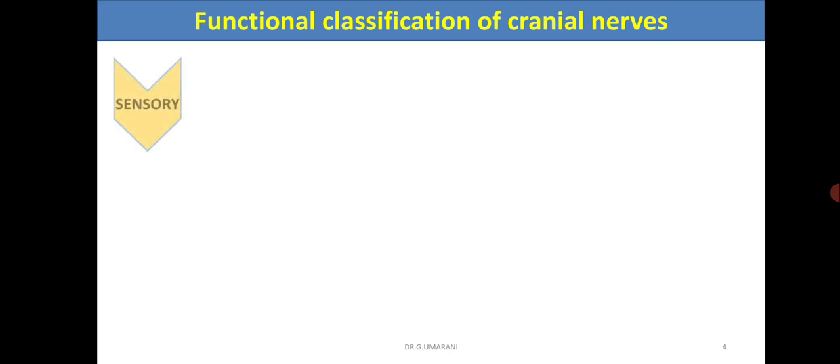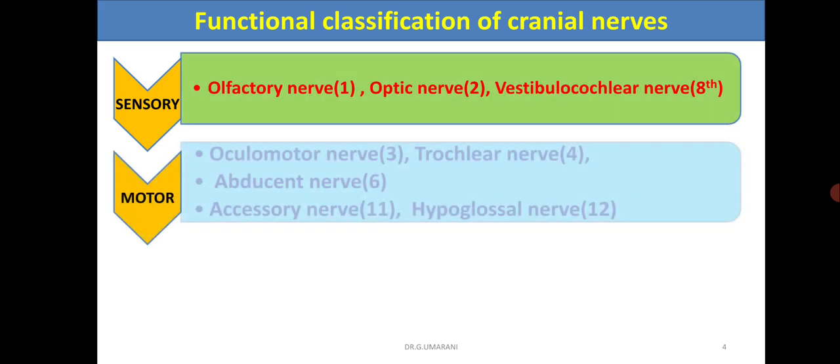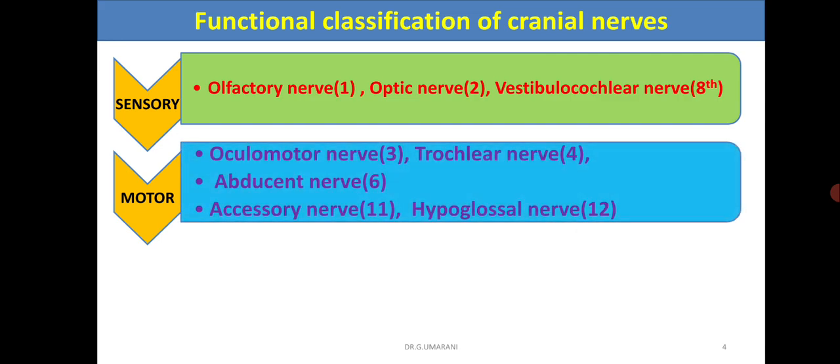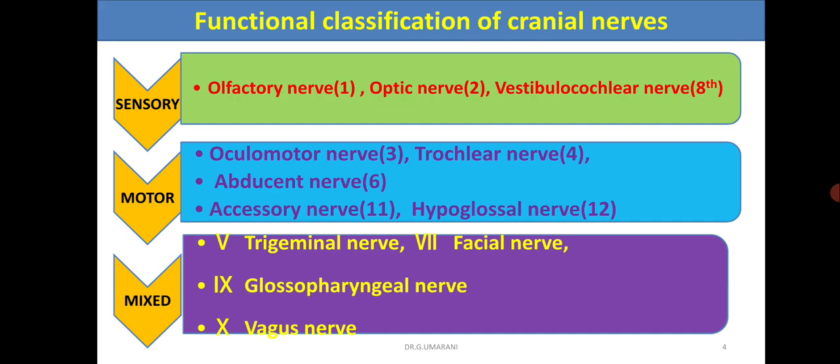Now the cranial nerves are classified according to their functions. The functions are divided into sensory, motor, and mixed. Out of 12 cranial nerves, purely sensory are the first cranial nerve, second, and eighth cranial nerve. The purely motor nerves are the third, fourth, sixth, 11th, and 12th cranial nerve. And mixed cranial nerves are the trigeminal, that is the fifth one, seventh, ninth, and 10th. So these are the purely sensory, purely motor, and mixed cranial nerves.